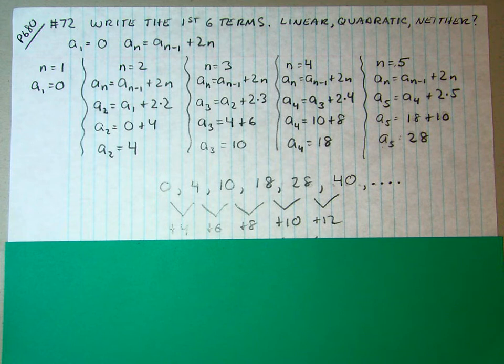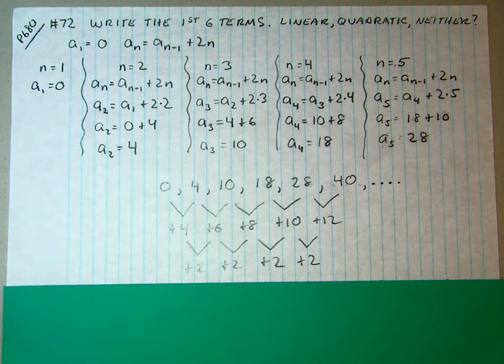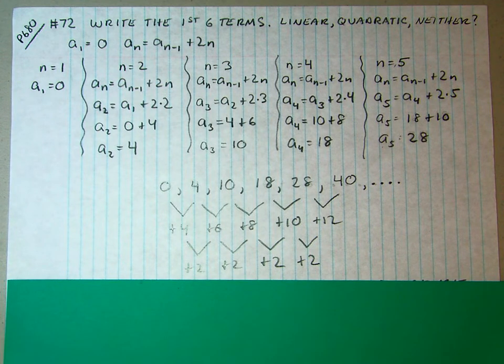This is not linear, so the next thing we look for is, do we have a constant second order difference? In this case, we get plus 2's across the board. So that confirms that this is a quadratic sequence, and that's all they ask us to do for this particular problem.